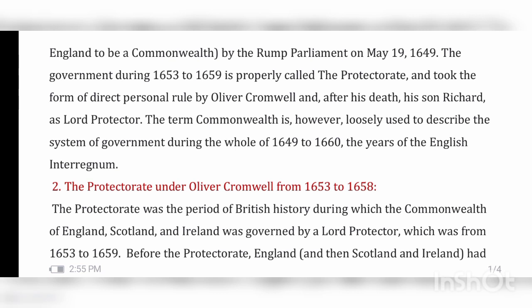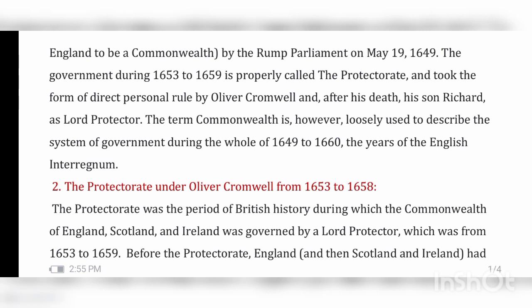I will discuss the period, period by period, along with explanations. It is a must for learners to know about this period, the Civil War and the Interregnum, so that they can understand the whole situation of England.